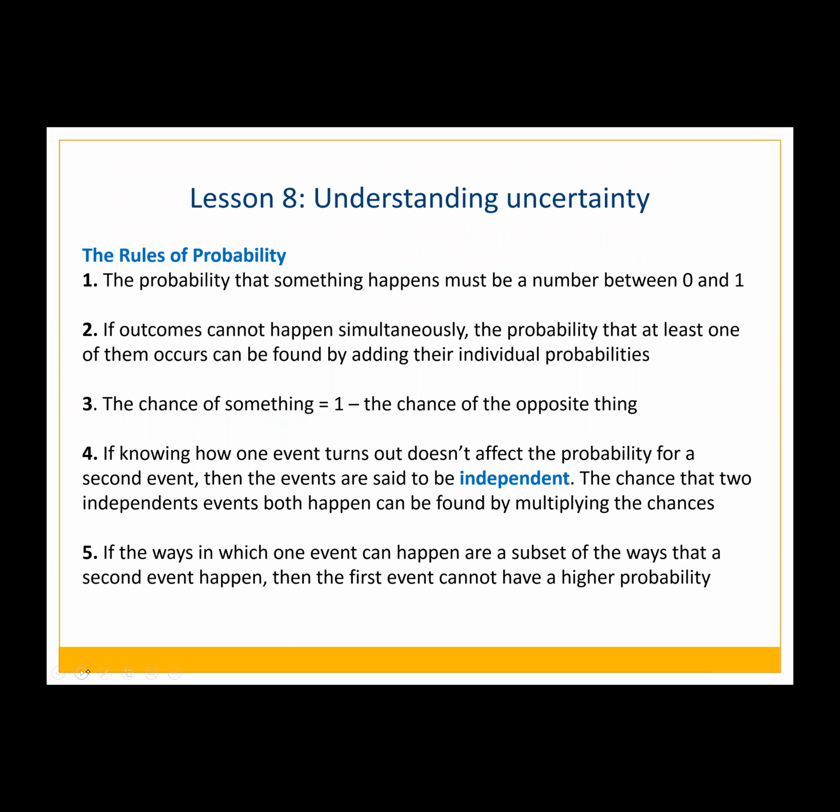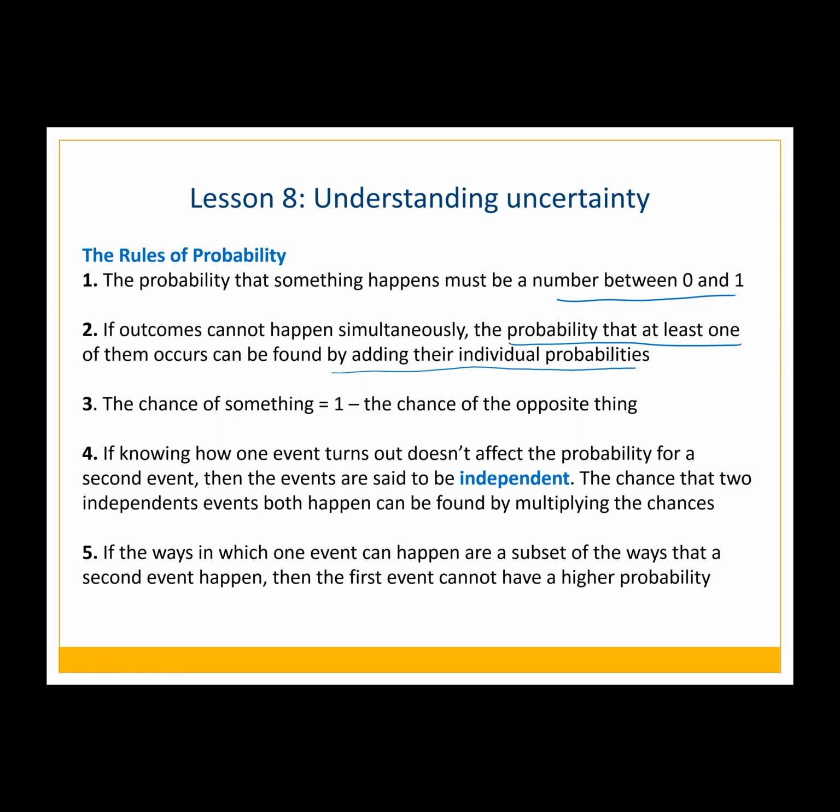In this lesson, the first and very important part is probability, also called the chance of something happening. We have some rules of probability. Probability is like the chance, so it is always between 0 and 1. Any probability that exceeds 1 or is negative is non-existent. The second rule is that if outcomes cannot happen simultaneously, the probability that at least one of them occurs can be found by adding their individual probabilities.